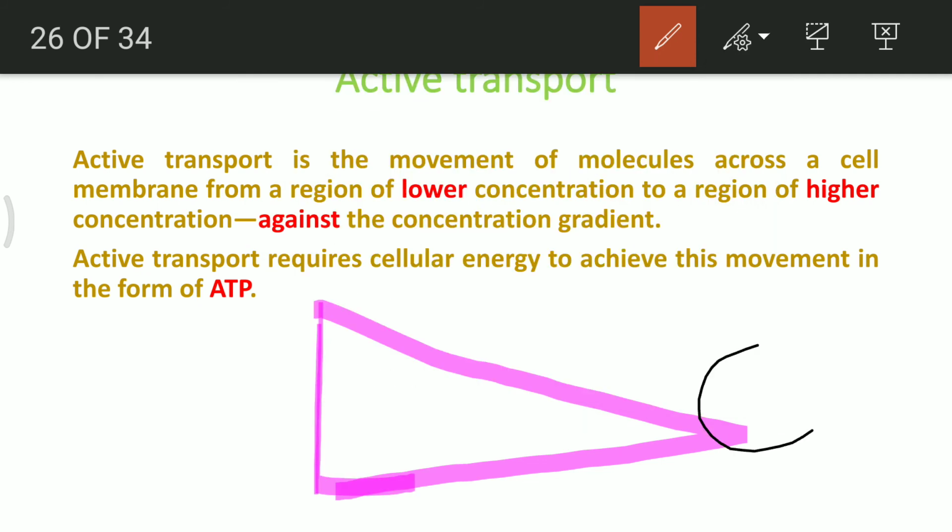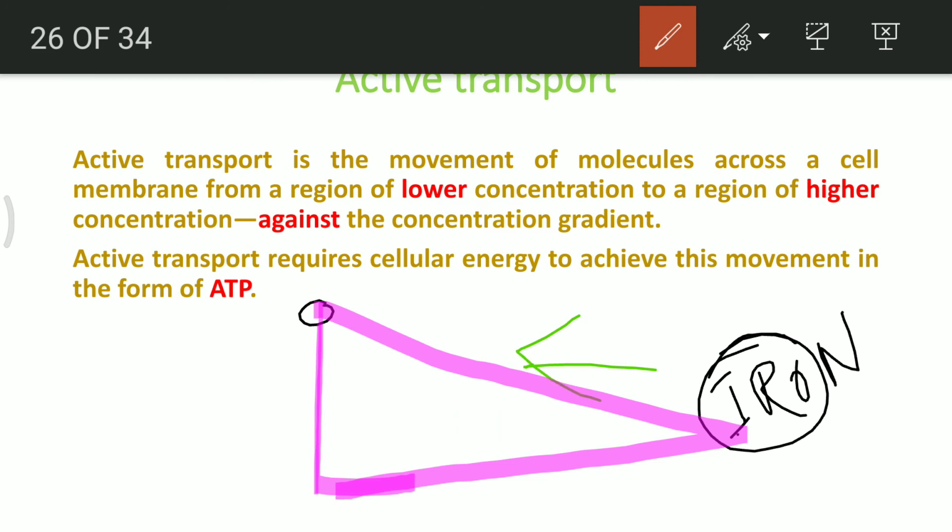Now think about one small idea. You have to lift this iron ball, it is made up of iron, from this surface to here. How can you do it? It requires a lot of energy, isn't it? You have to push it all the way from the sliding surface or from the ground till the top. And in order to do that, you will be applying a lot of energy. Physical energy will be applied in that. And active transport is also the same.